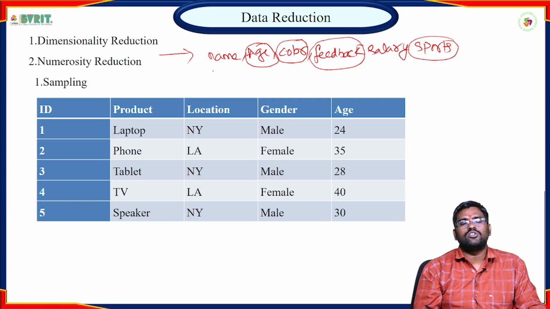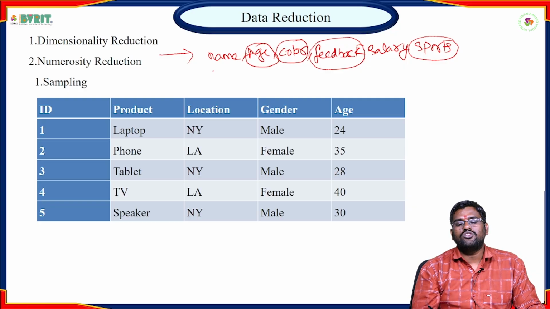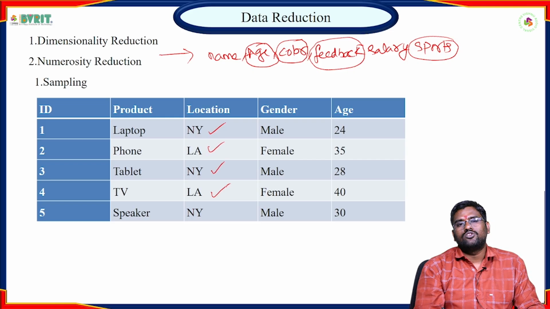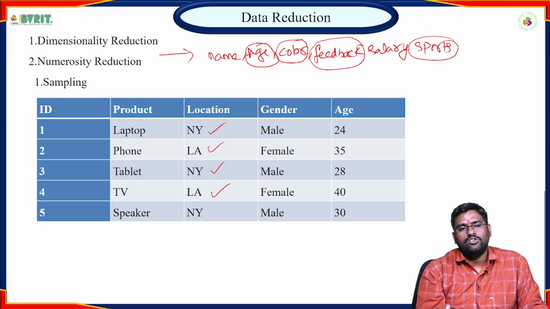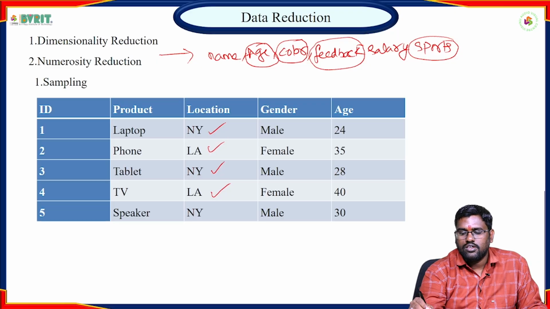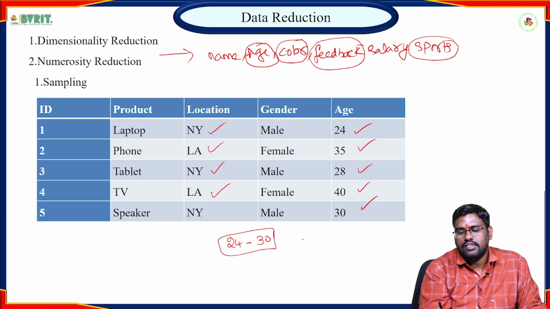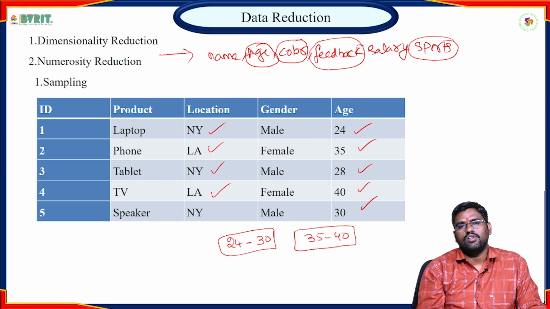Now coming to numerosity reduction. The first one is sampling. Numerosity reduction is used to reduce the given data. See this example. They are given locations, NY along with LA, and we need to reduce the numerosity. They have the ages 24, 35, 28, 40 and 30. I will consider 24 to 30 as one constraint, and 35 to 40 as another constraint. Based on the age constraint we need to differentiate.